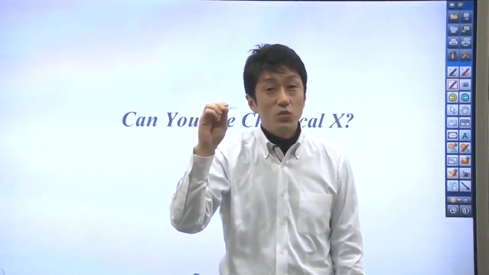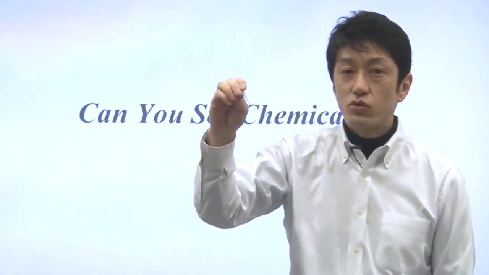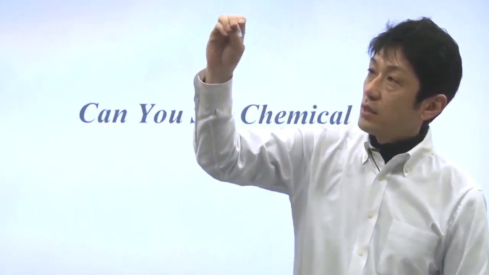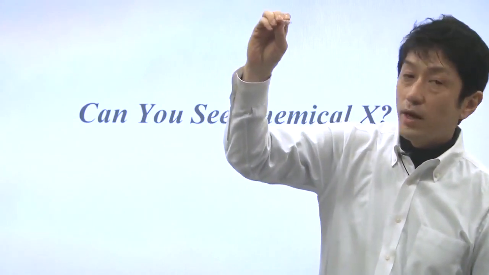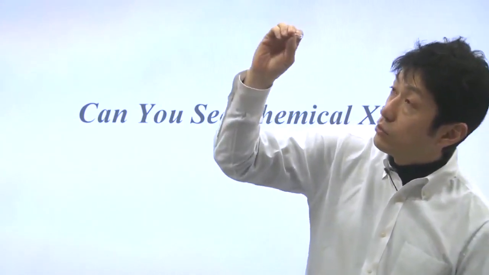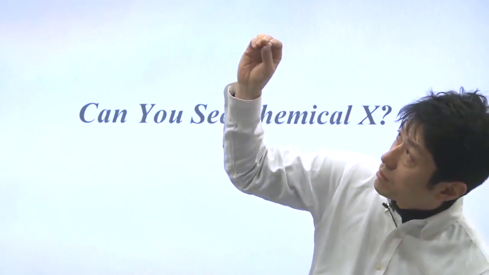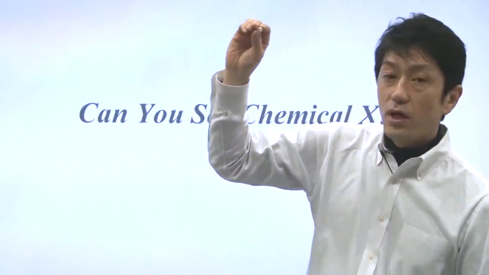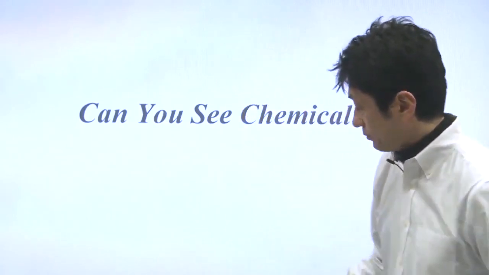The easiest way to see the chemical inside is to look for its shadow or color. That's why you do it like this. If you can see the shadow or color, there is something in here, because many chemicals absorb light. That is the definition of spectroscopy.